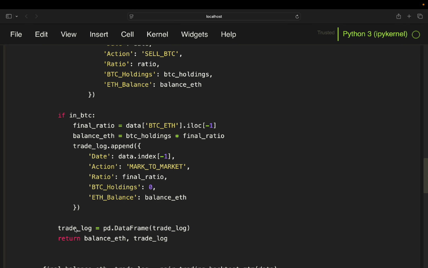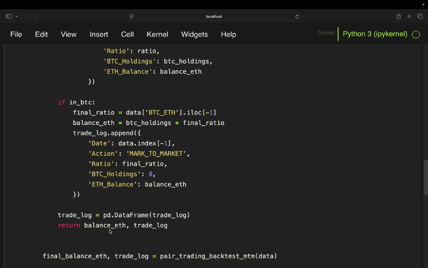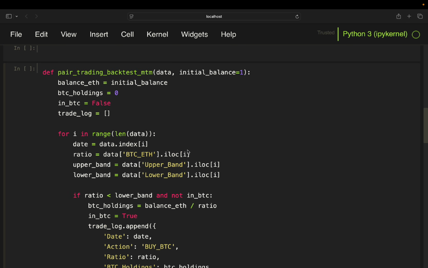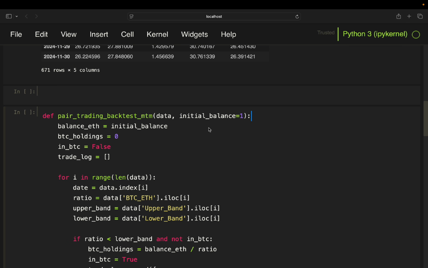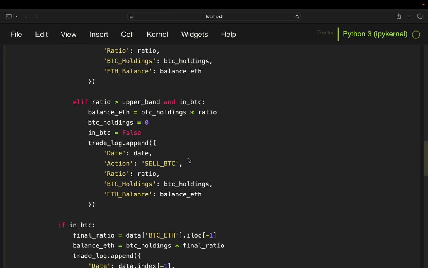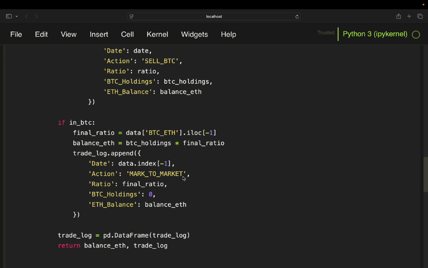Last but not least, just transforming the trade log after the loop went through to a data frame. In the end, I just want to have my final balance in ETH and my trade log. And now, if this trading strategy would work, then I should end up with more ETH than I had in the beginning. So in the beginning, as you might remember, I had one ETH, so I'm setting that in the arguments here to one.